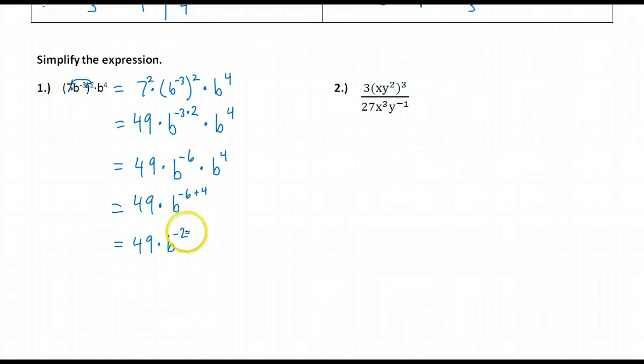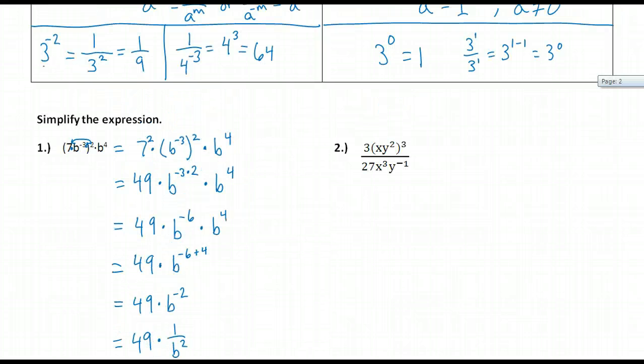Well, now I have a negative power. To get rid of that negative power, I need to drop that negative power down into the denominator. So it's 1 over b to the positive 2 power. And my last step, multiply those two things together. 49 over 1 times 1 over b squared is 49 over b squared.